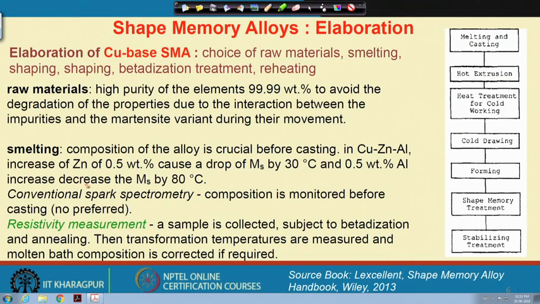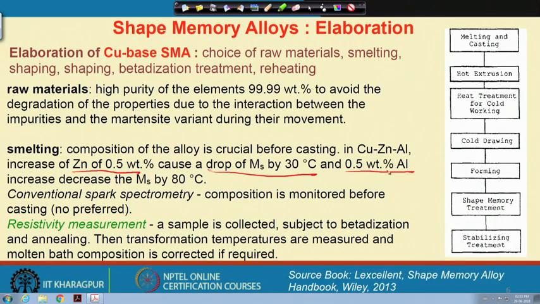Whether the composition is really that, if it is not, then it definitely has to be verified in some way. As an example, I can tell you, if the zinc content increases by 0.5%, there will be a drop of MS by 30 degrees centigrade. It is huge. So we cannot really predict what the exact MS temperature should be, because there could be a processing sequence and a large number of products will be produced, where the whole expected temperature range will be completely changed due to a 0.5% change.